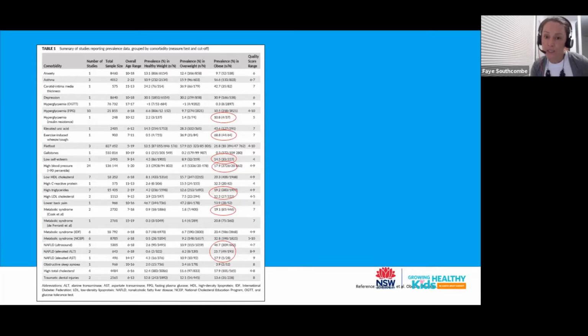Likewise, low self-esteem is far greater, as is high blood pressure. Children and young people have a much higher incidence of hypertriglyceridemia when they're affected by obesity. They are also more likely to have the metabolic syndrome. And at the bottom, we've highlighted the higher prevalence of non-alcoholic fatty liver disease.